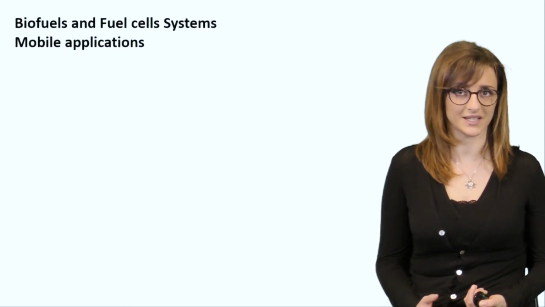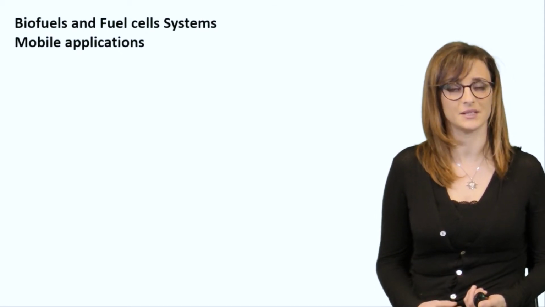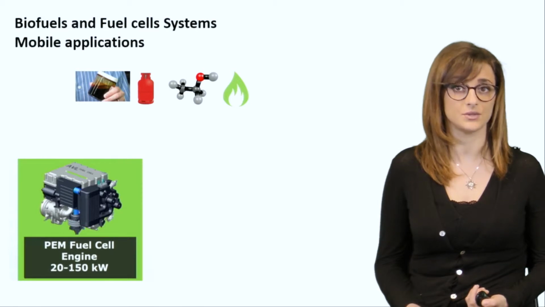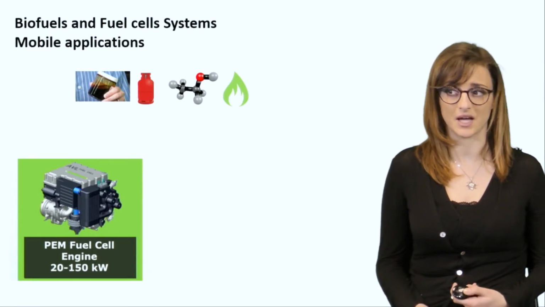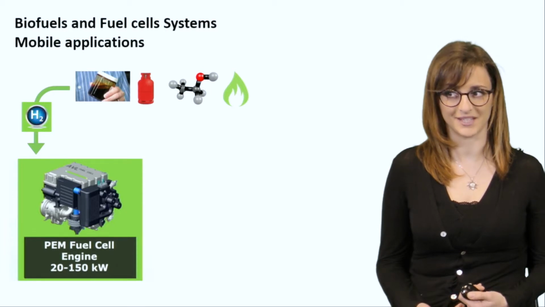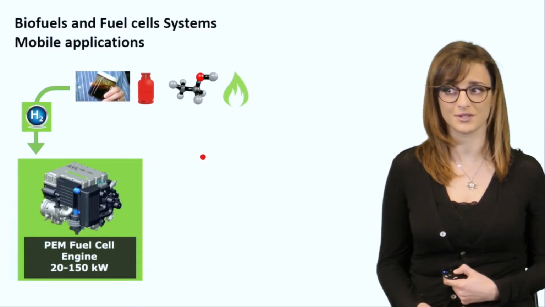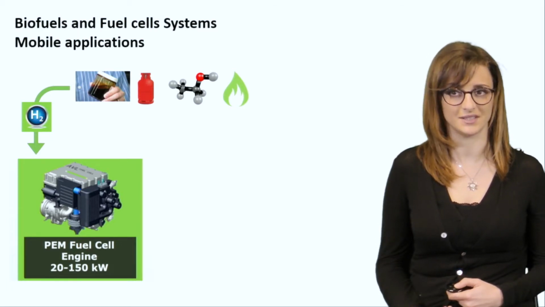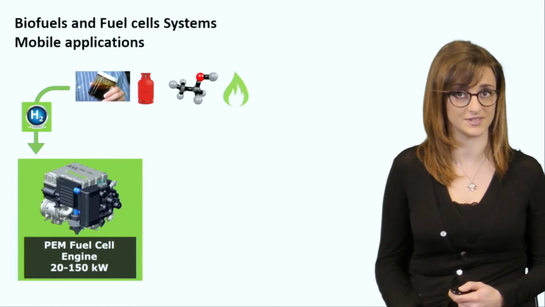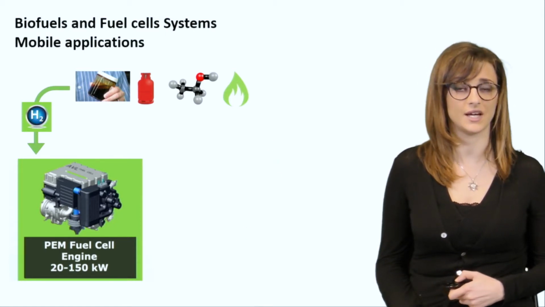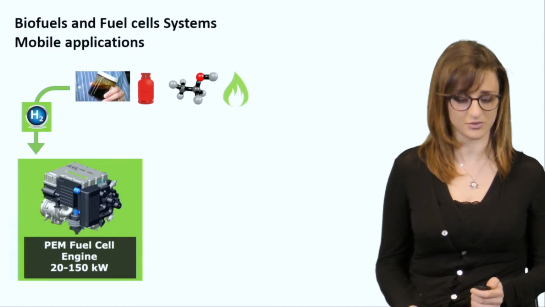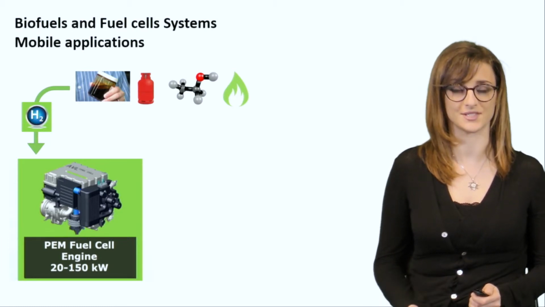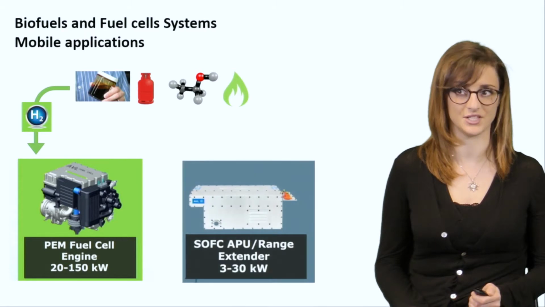So there are many applications in the market regarding biofuels and fuel cells. They range from mobile to stationary. In this slide we see some examples of mobile applications. We may use biofuels to feed the polymer electrolyte membrane fuel cell engine that is housed in fuel cell vehicles. And in order to achieve that, we need to transform our biofuel into hydrogen, so we will need all the steps in the fuel preprocessing line, from cleaning to gas alteration.